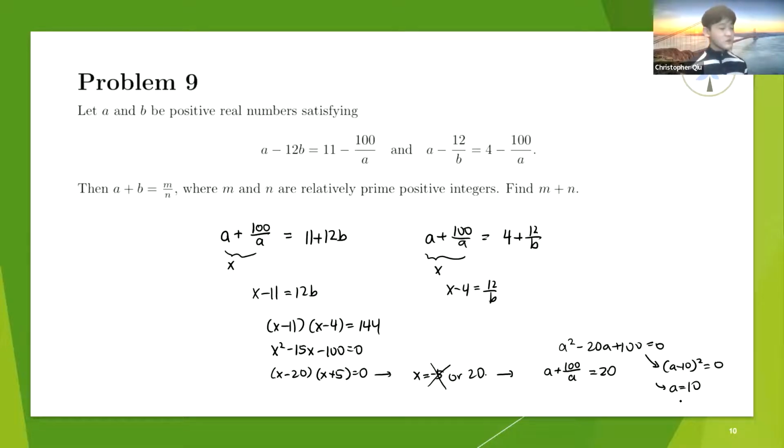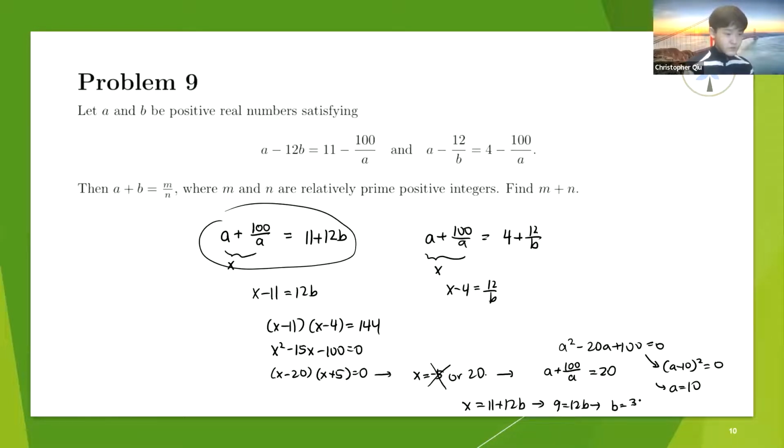So now we've found what the value of a is. And that is great progress, because now that we have the value of a, we can find the value of b. In fact, since we already know what x is, we can simply plug it into this equation over here. So we'd have x is equal to 11 plus 12b. And since x is equal to 20, that would mean that 9 is equal to 12b. And so b is equal to 3/4.